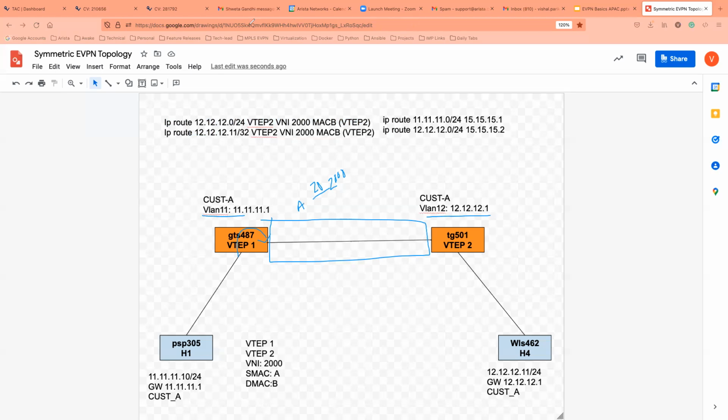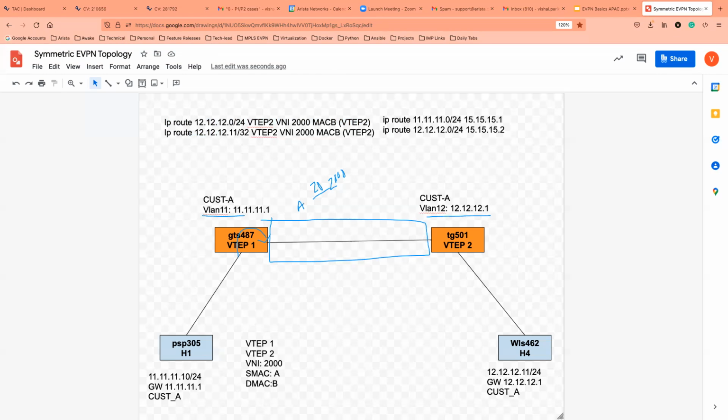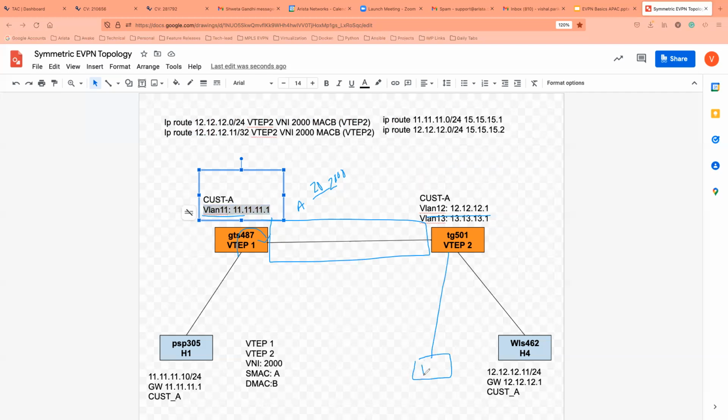Sorry, one more question. On VTEP 2, suppose we have VLAN 13, and VLAN 13 has to communicate to VLAN 11 on VTEP 1. How would the route look like? Let's say on VTEP 2, VLAN 13 is there, and this host has to communicate with VLAN 11. We have a host here for VLAN 13, let's say 13.13.13.3, and the destination is 11. It's the same, right?